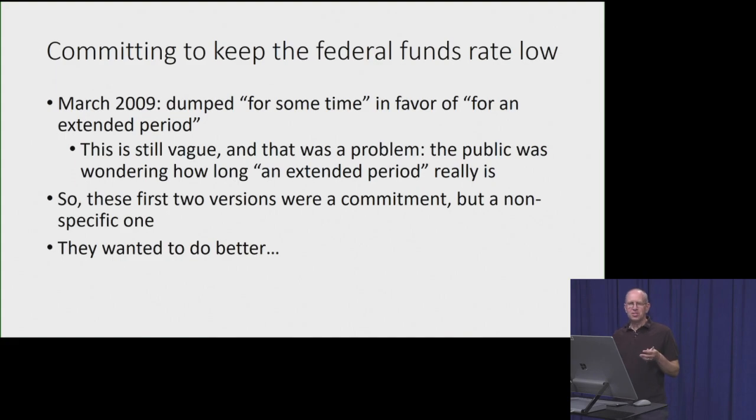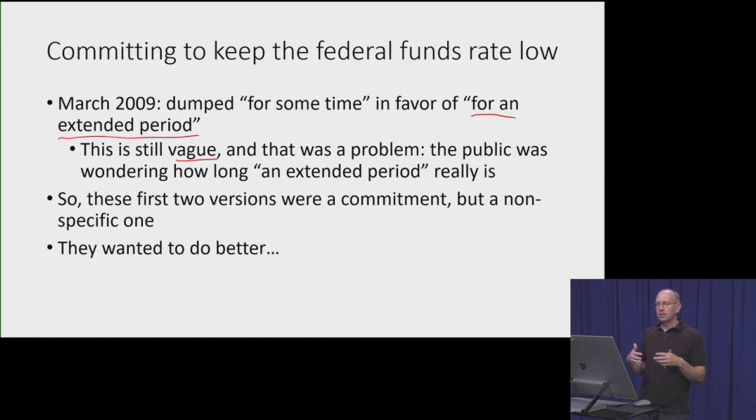Well, they found that this didn't work too well because it was somewhat vague and people weren't sure, was it really for a long time? So in March 2009, they got rid of the "for some time" language and used other language, "for an extended period," to try to communicate that it's going to be for a really long time. Well, again, the problem is it's relatively vague. The public is not sure how long an extended period actually is. So we've got two versions now of the Fed's first attempts at forward guidance.